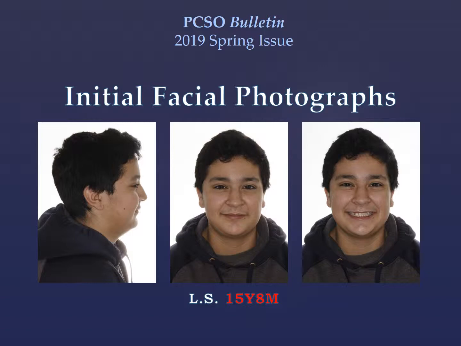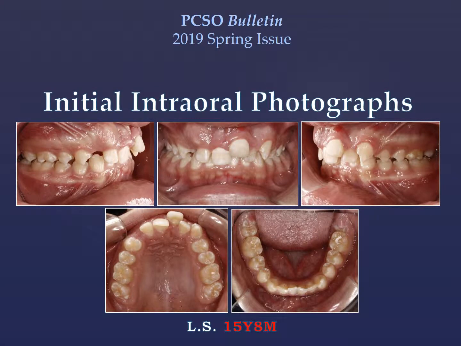The initial extraoral exam showed a convex profile with an obtuse nasolabial angle, with upper and lower lips retruded relative to the E line. The intraoral photos and initial models showed moderate maxillary and mild mandibular crowding with a full cusp class 2 molar relationship bilaterally and class 2 canine relationship on the left.